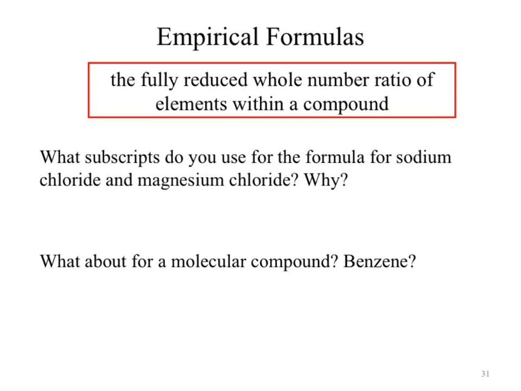A little bit of last information we want to address. Empirical formulas. It is the fully reduced whole number ratio of the elements within the compound. That is what's happening with our empirical formula. You'll notice that for sodium chloride and magnesium chloride, we don't really worry about empirical formulas, because they're always reported in the format of an empirical formula.